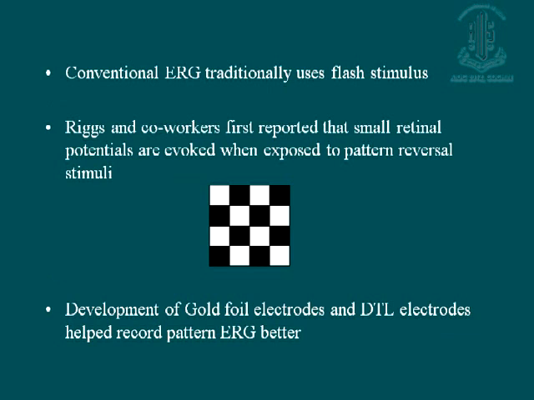Conventional ERG, Dr. Basmati will be speaking, you use what we call a flash stimulus. The entire retina is stimulated. Now, very early on, workers, Riggs and his co-workers, found that when they used a pattern stimulus instead of a flash, they were getting some potentials, but they were not able to find out what these potentials were all about until the non-corneal contact lens electrodes came in, the gold foil and the thread electrodes, the DTL electrodes, when we were able to elicit the pattern ERG much better.